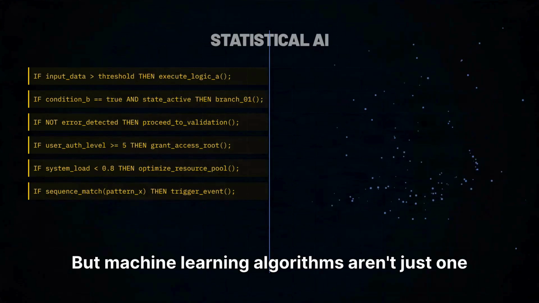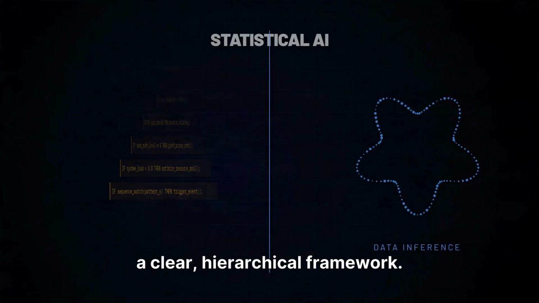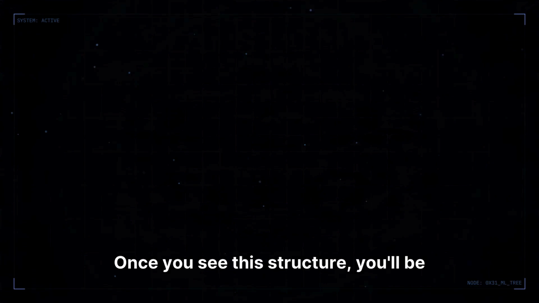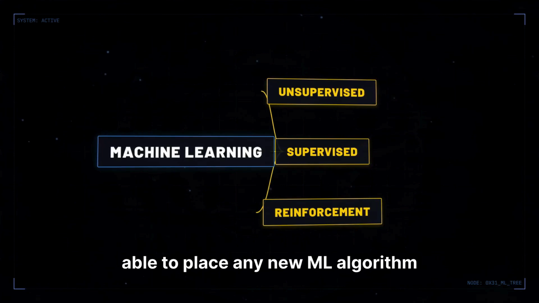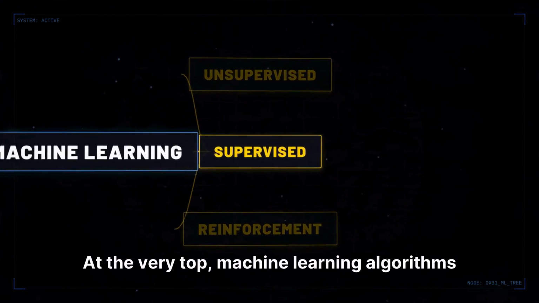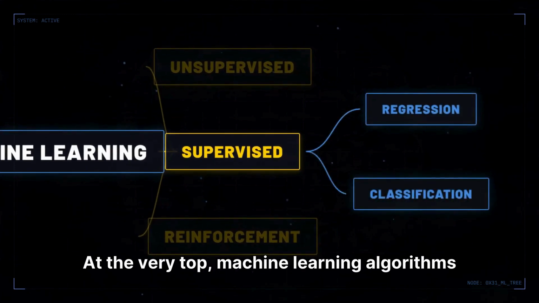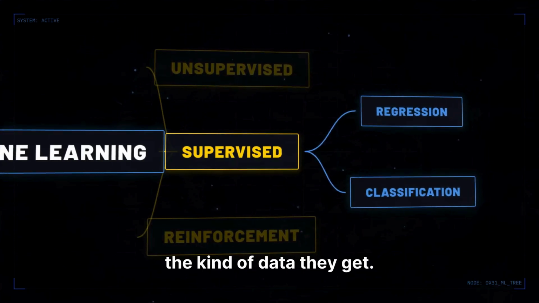But machine learning algorithms aren't just one big pile. They are organized into a clear, hierarchical framework. Once you see this structure, you'll be able to place any new ML algorithm you encounter into the right mental box. At the very top, machine learning algorithms split into 3 broad paradigms based on the kind of data they get.